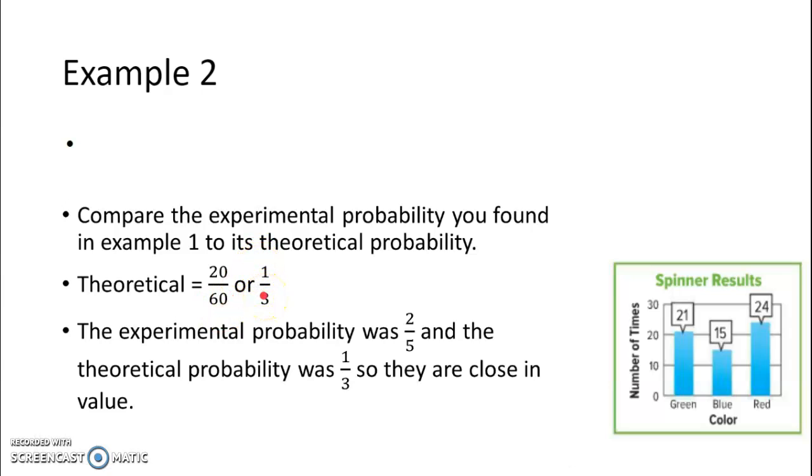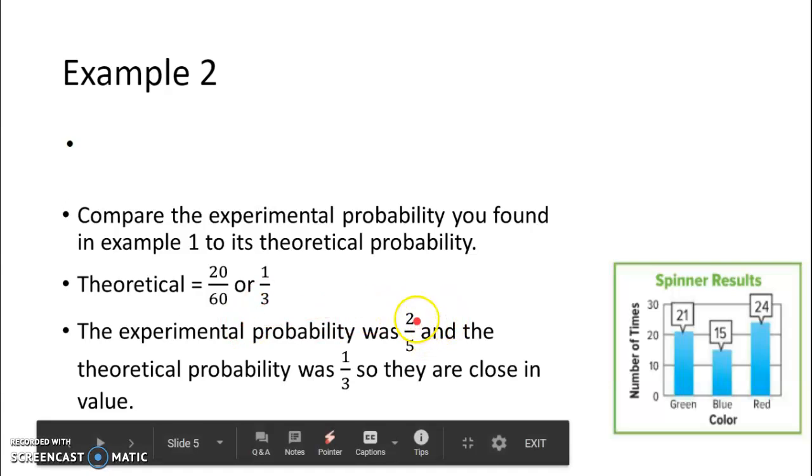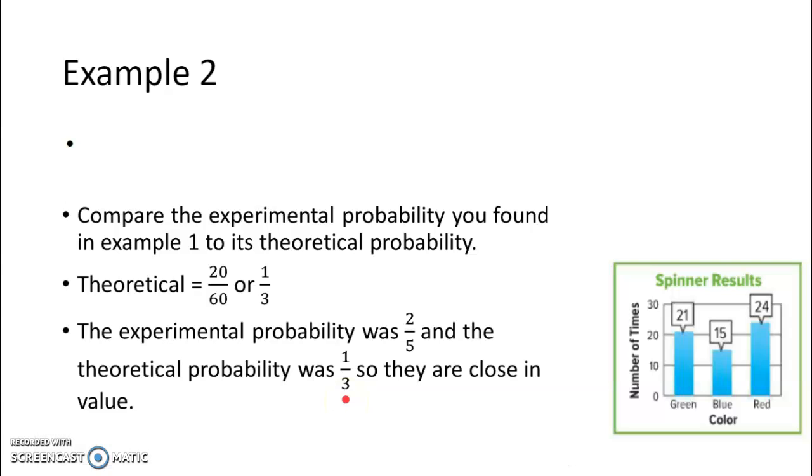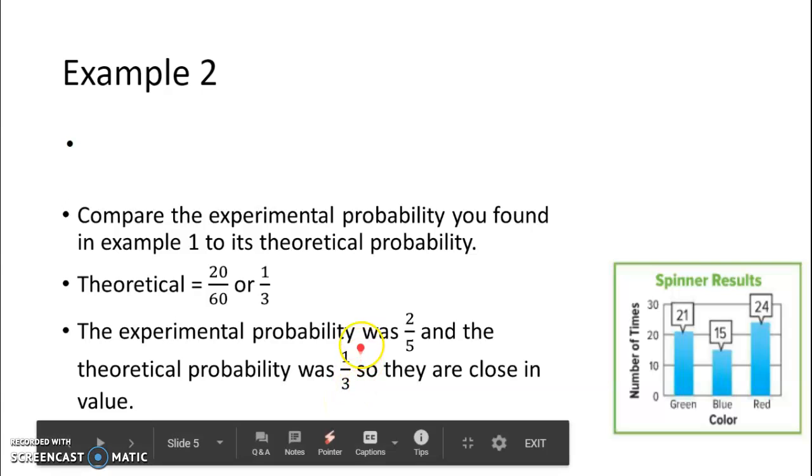So if we compare those two, we would see that from our first example, the probability was 2/5. The theoretical probability is 1/3, which are fairly close together. If I actually made common denominators here, you would see, what would this be? The common denominator would be 15, and this would be 6 over 15, and this would be 5 over 15.